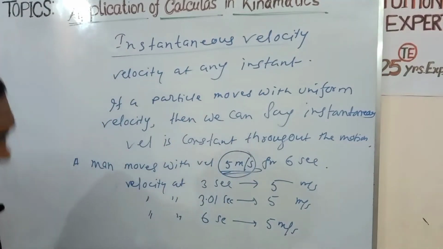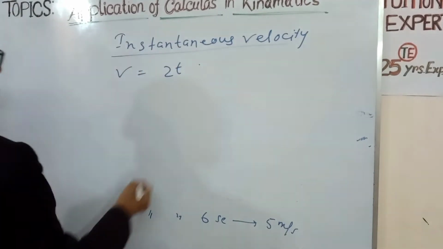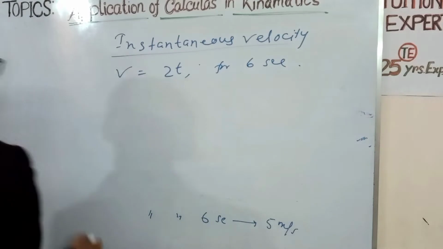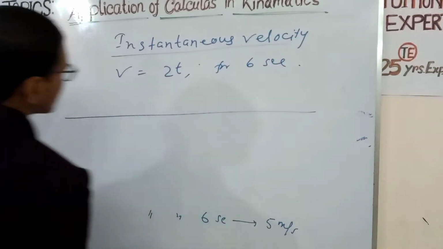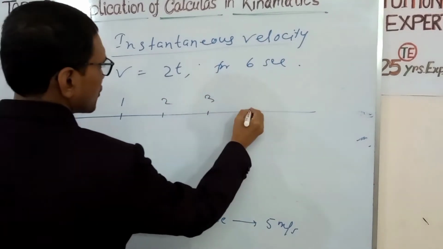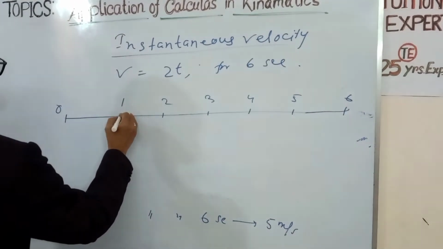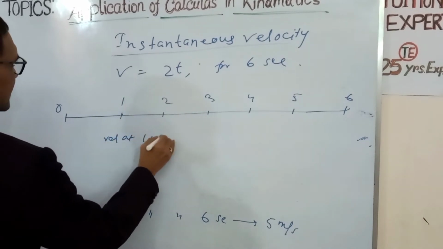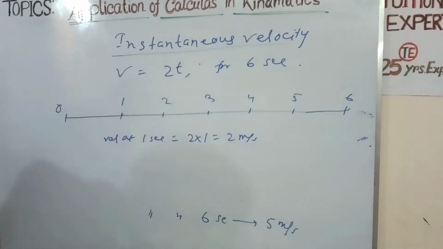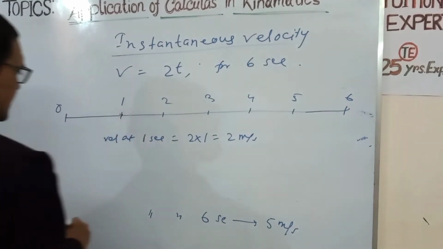But suppose the velocity of a particle varies with time as this. Suppose time is for 6 seconds. Now if we divide the range, suppose this is 1 second, this is 2, 3, 4, 5, 6 seconds. Now what is the velocity at 1 second? Velocity at 1 second equal to 2 into 1, that is 2. Velocity at 1 second is this. Now, 1 second means at that moment of 1 second.